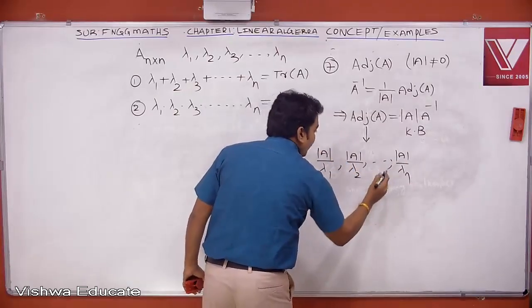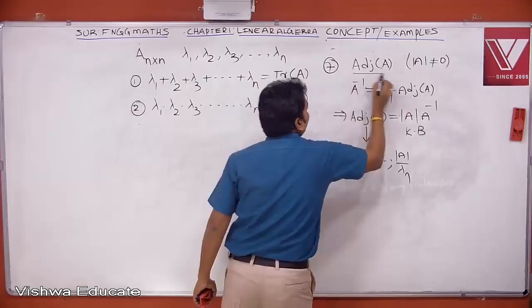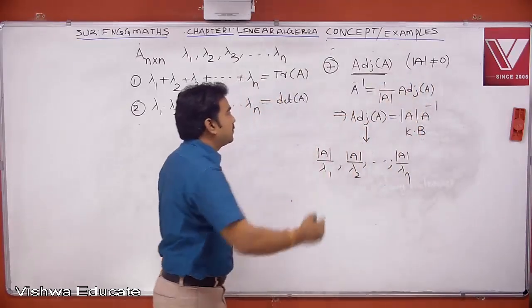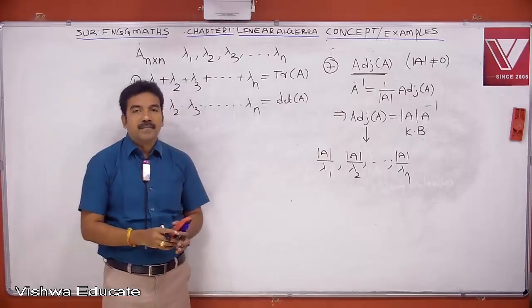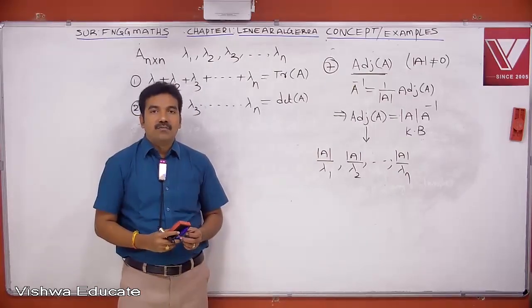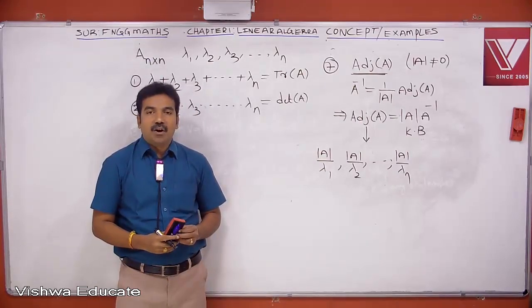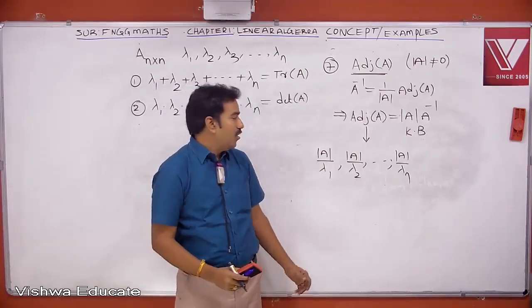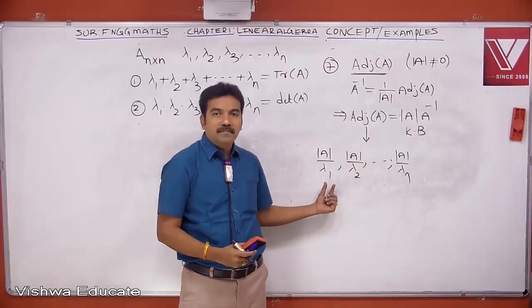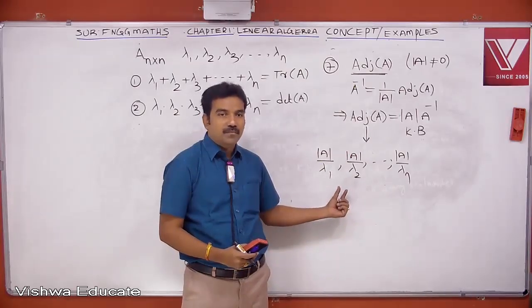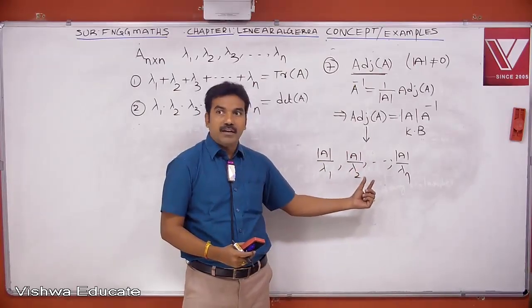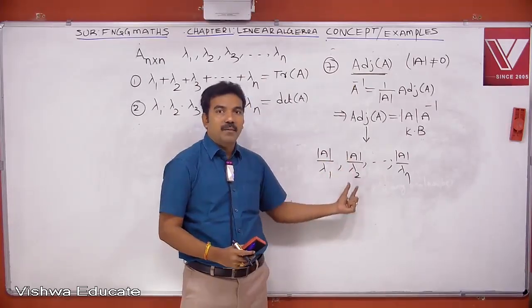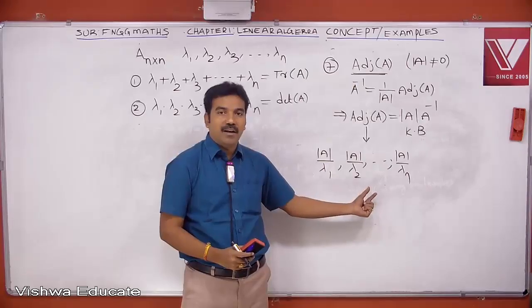So all these n numbers are eigenvalues of adjoint of A if det A is not equal to 0. Note this point, point number 7. The eigenvalues of ADJ of A are det A by lambda 1, det A by lambda 2, and so on, det A by lambda n.